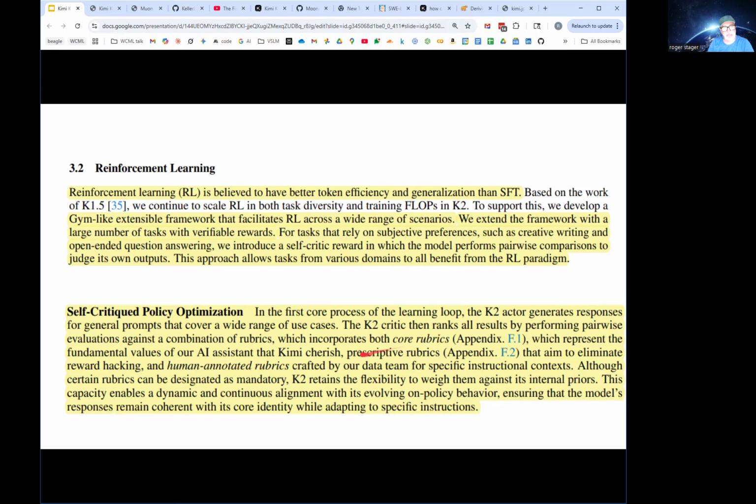There's a couple things that they had in here. Generates response, and so on. Critic ranks based on the core rubrics, which I think they define. I'm not going to provide any more detail or insight on that. Does anybody else have any?